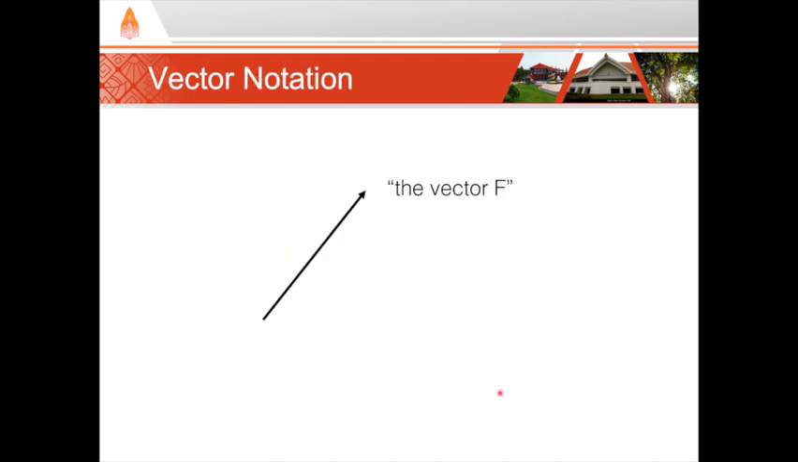When we write a vector, we might refer to it as the vector F. When we write that in our text, we'll write an F with an arrow above it. That's usually how I'll write it, and that's how you should write it on your exams and on your homework. However, in the textbook, you will see a bolded F. Both of these refer to a vector as opposed to a scalar.